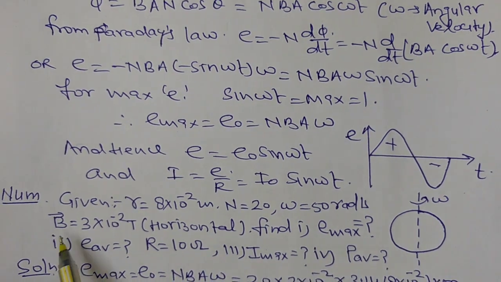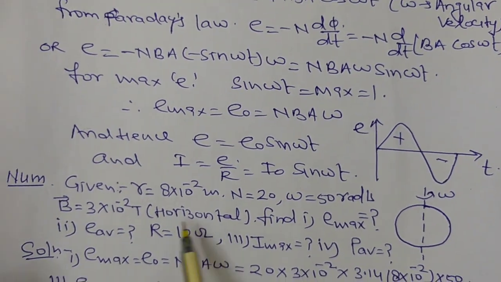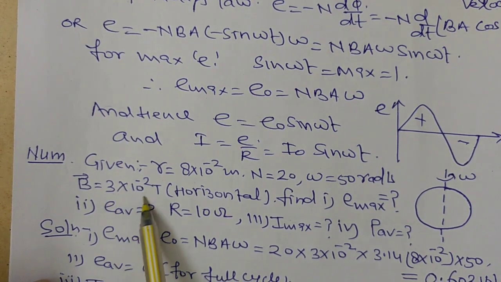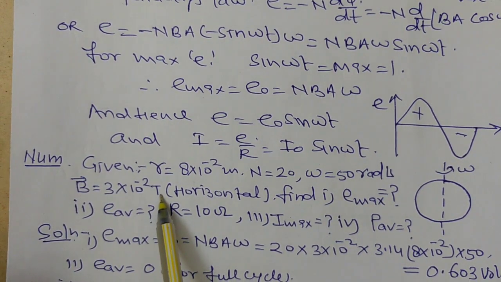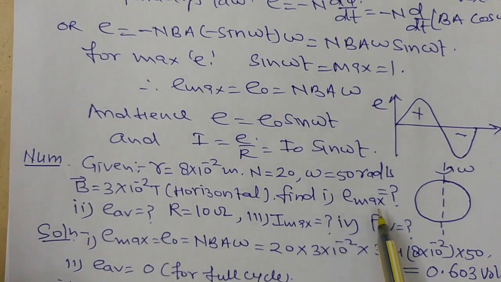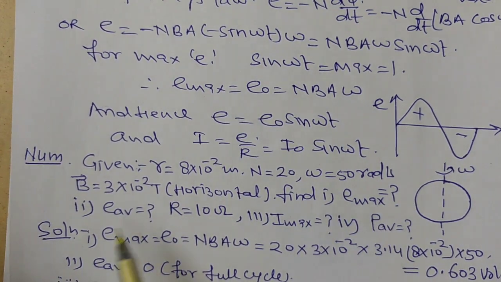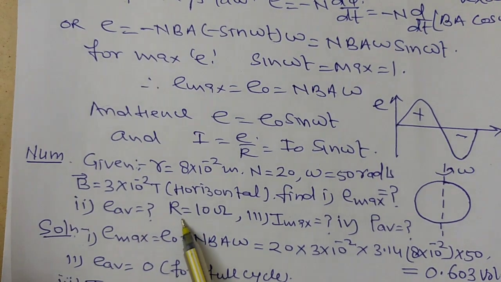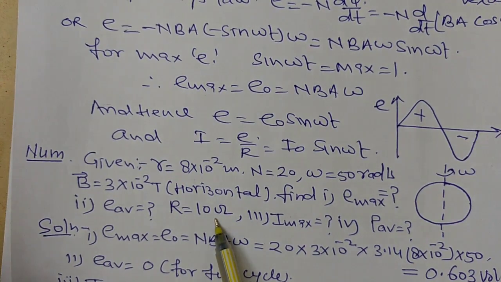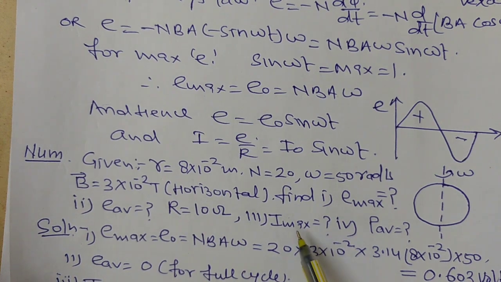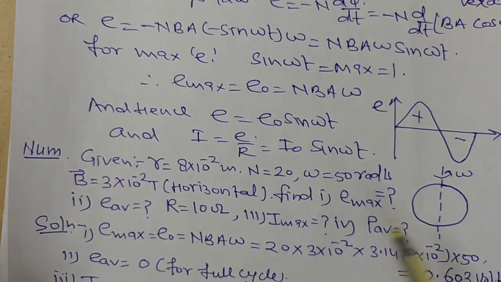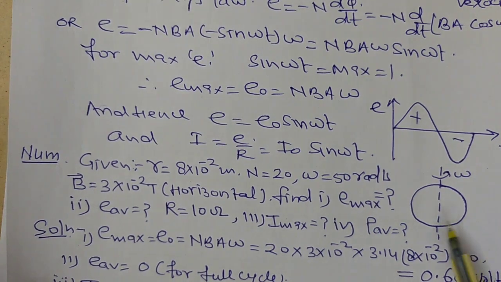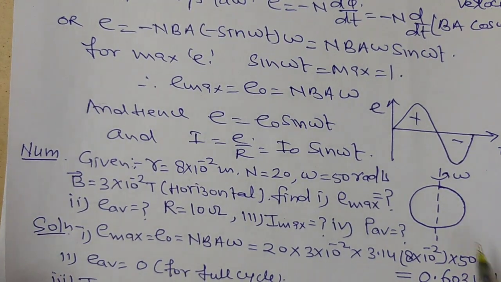And here is a magnetic field, a horizontal magnetic field. Magnitude of this magnetic field is 3 × 10^-2 Tesla. Now find the E max. And number 2, E average. And if the resistance of the coil is 10 ohm, then also find the I max and the average power, or power dissipated as per Joule heating law.